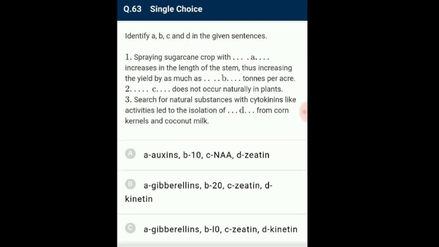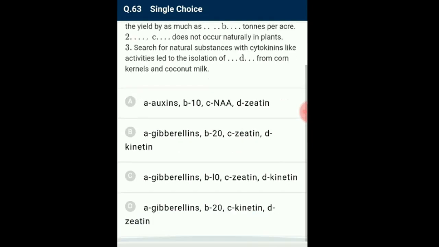Question number 63. Identify A, B, C and D in the given sentences. In the given sentence, increases in the length of the stem, thus increasing the yield as much as 20 tons per acre. Second statement. Kinetin does not occur naturally in plants. Third statement. Search for natural substances with kinetin-like activities led to the isolation of zeatin from corn kernels and coconut milk. So the correctly matching option is option D. A is filled with gibberellin, B is 20, C is filled with kinetin, D is filled with zeatin.